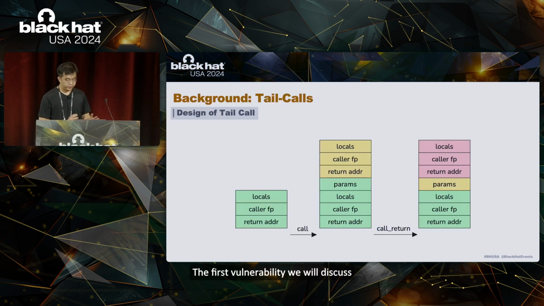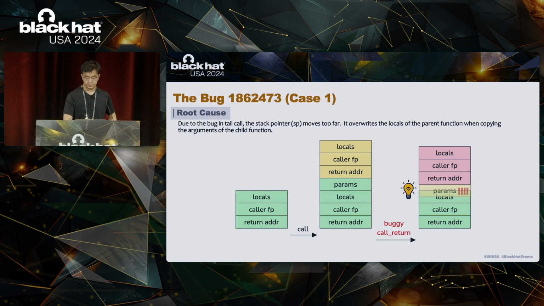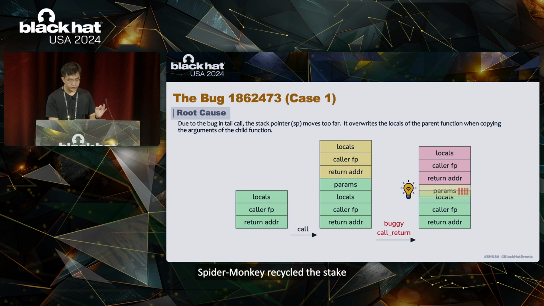The first vulnerability we will discuss is related to tail calls. Tail call optimization saves stack space by reducing the call space. Just consider the normal call with tail calls as an example. And the bug is when SpiderMonkey recycles the stack frame, SpiderMonkey is the JavaScript engine of Firefox. When SpiderMonkey recycles the stack frame, the frame pointer moves too far. It overwrites the locals of the parent function when copying the arguments of the child function.